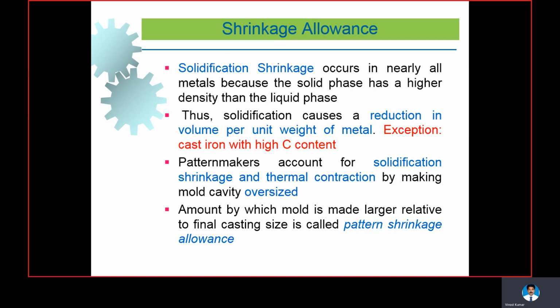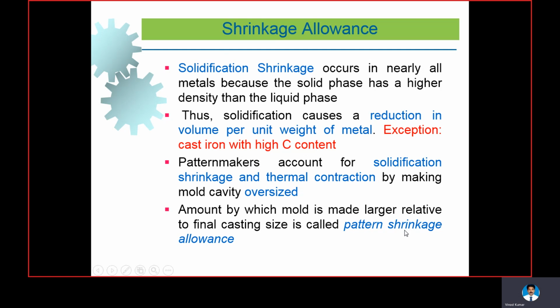So what happens is, the mold cavity, the shape of the product to be produced, the exact mold should be oversized. Why it should be oversized is, after pouring molten metal, the molten metal shrinks. So that's why we need to account for the shrinkage of the molten metal when it gets converted into solid. That's why the cavity or the mold must be oversized. The amount by which the mold is made larger relative to the final casting size is called pattern shrinkage allowance. So how much we need to oversize the mold, that is called pattern shrinkage allowance.